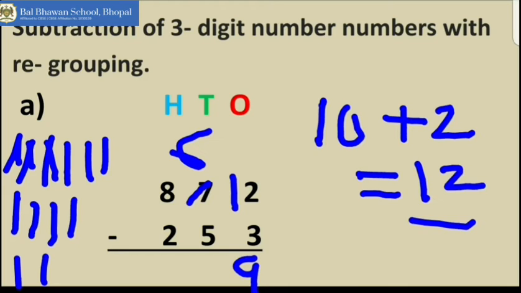So 12 minus 3 is 9. Now here at tens place, the digits are 6 and 5. And what is 6 minus 5? Yes, it is 1. Now we will subtract.